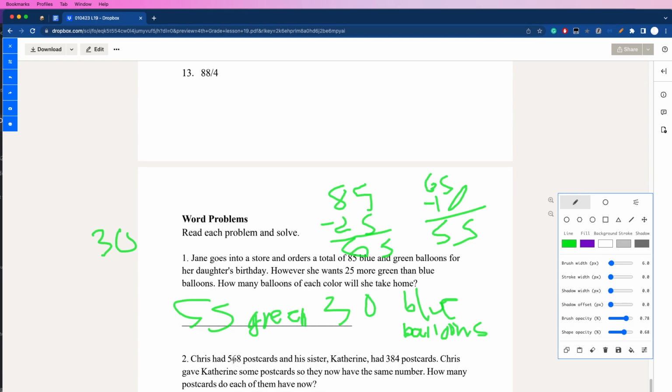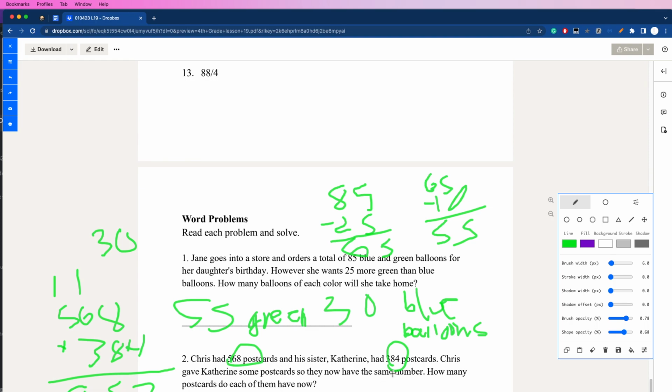So first we're gonna add 568 and 384. So we get the total amount of postcards. So 8 plus 4 is 12. 8 plus 6 is 14. Plus 1 is 15. 5 plus 3 is 8 plus 1 is 9.